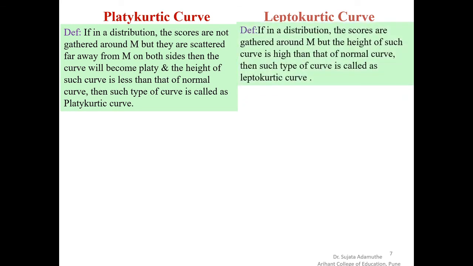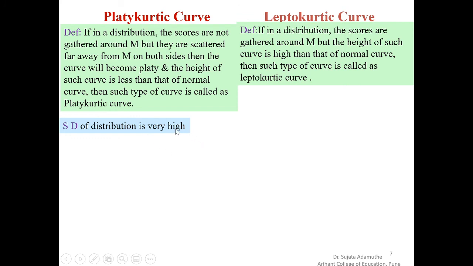And for the leptokurtic curve, we can give the definition like this. If in a distribution the scores are gathered around M, but the height of such a curve is higher than that of the normal curve, then such a type of curve is called a leptokurtic curve. We observed it in the second group of frequency distribution in the previous slide and also discussed that. If we calculate the standard deviation of such a distribution, then the standard deviation of that group will come very high.